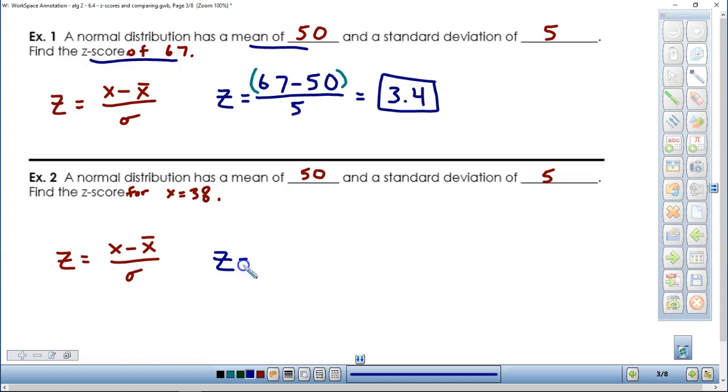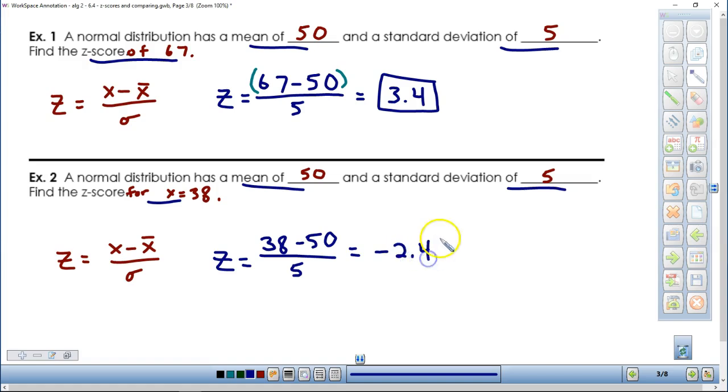So we have z equals, again, the score this time is 38. We subtract the mean of 50 and then divide that difference by the standard deviation, in this case, of 5. Subtract first, then divide, or use parentheses around the numerator. You should get -2.4.